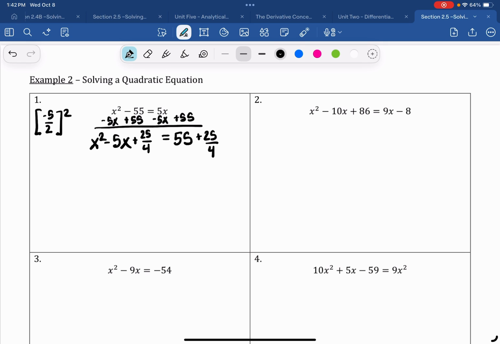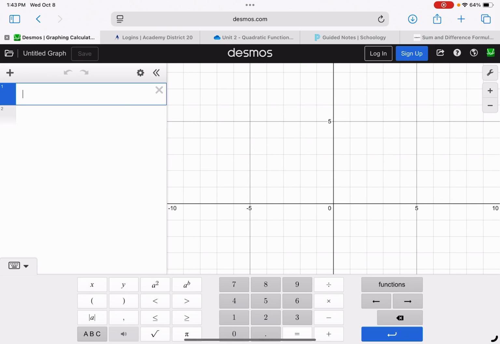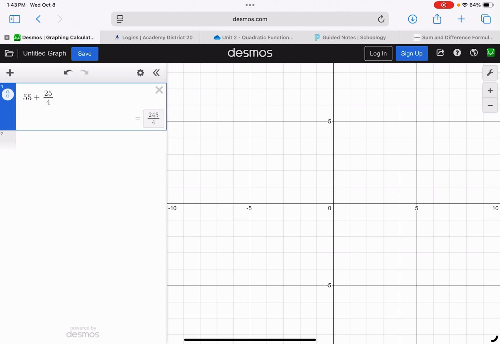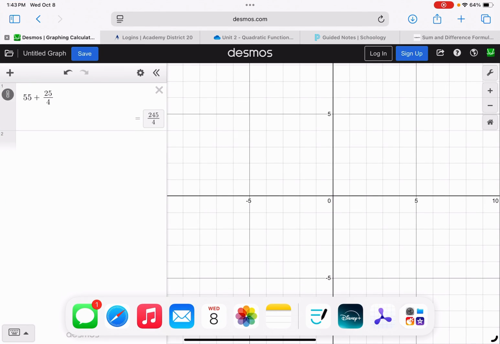Next, we have to factor, and if you did show the work out on the side over here, it kind of helps with factoring. We have x minus 5 over 2 squared equals, and then for these ones, we probably want to have a calculator handy. So if you're using Desmos, 55 plus 25 over 4. Desmos will give you a decimal answer, and then all you have to do is press this little fraction off to the side by this number 1, and that will turn that decimal into a fraction. So 245 over 4 would be the fraction that we want to use.